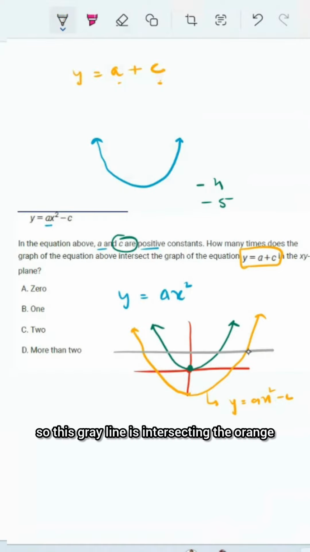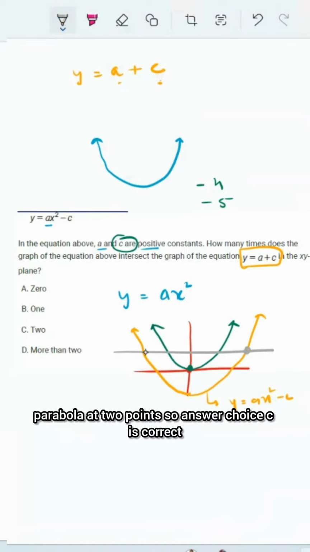So this gray line is intersecting the orange parabola at 2 points. So answer C is correct.